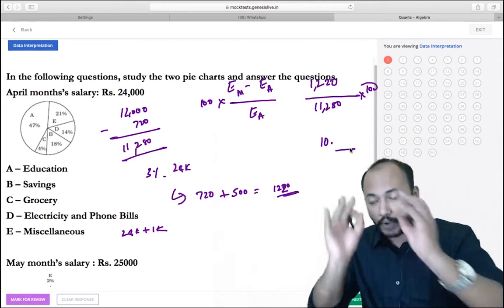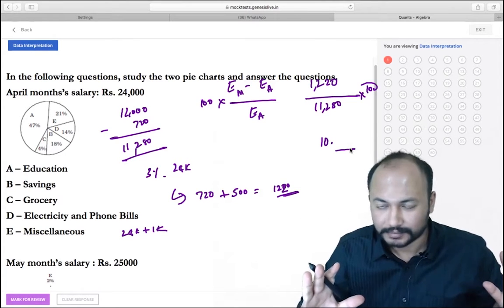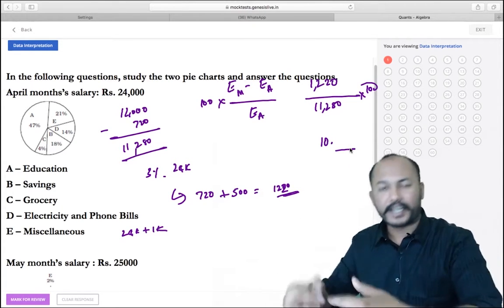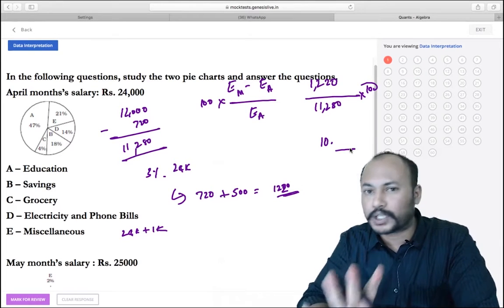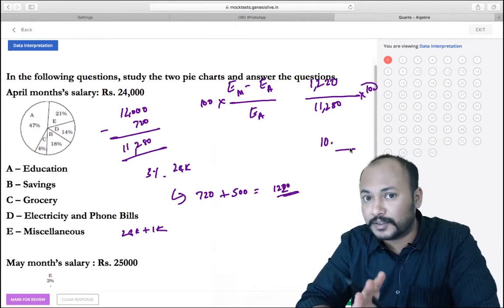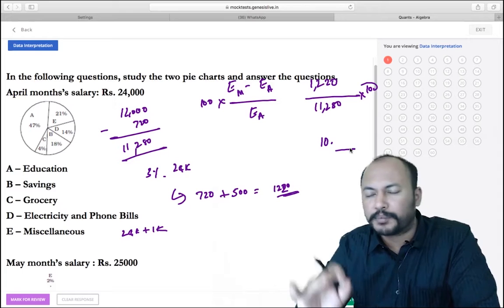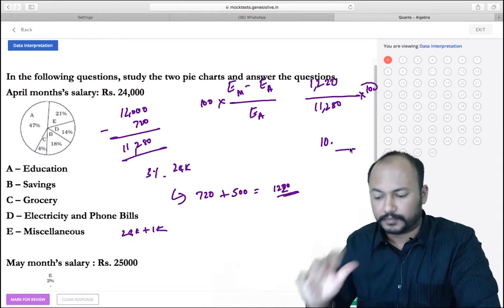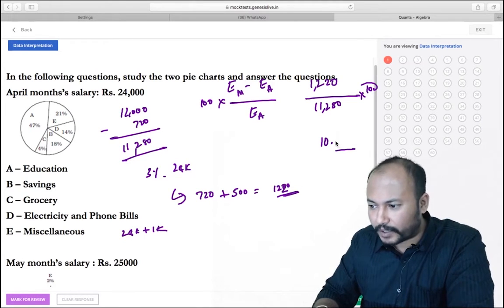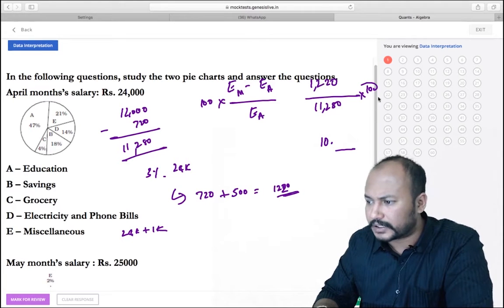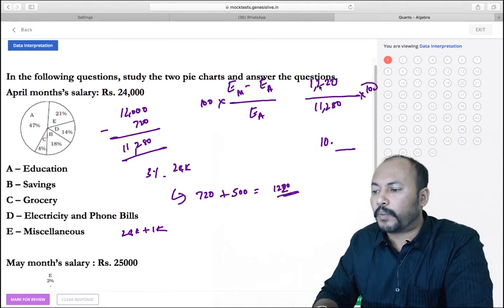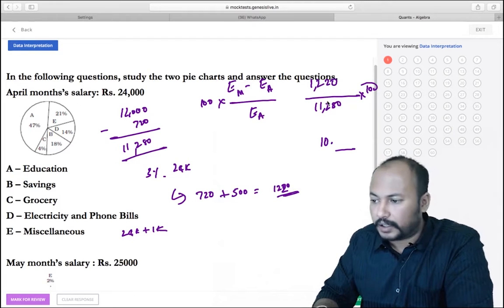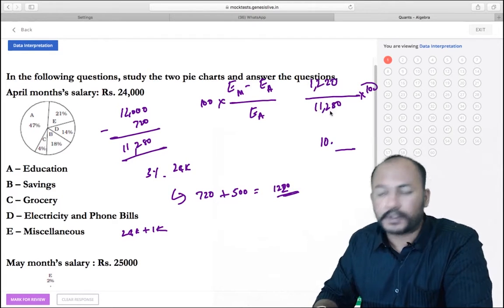Now this you will have to approximate. If you can solve it, but it will take time. For one question you cannot spend more than a minute, especially in DI. Maximum 1 minute, 1 minute 10 seconds, not more than that. Fine. So how did I end up with 10 point something? Pretty simple. This is going to be into 100, so this will be 1,22,000 something. In the denominator you have 11,280.